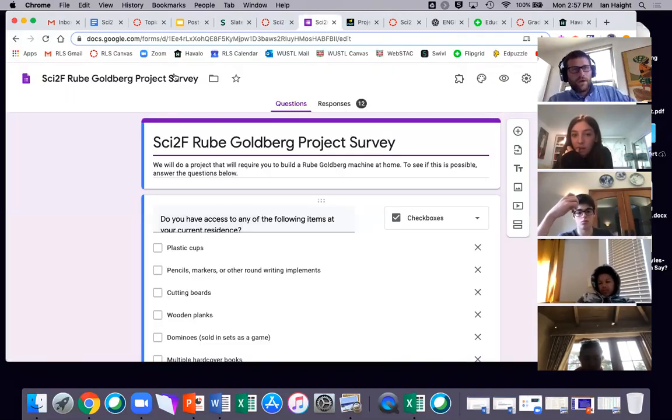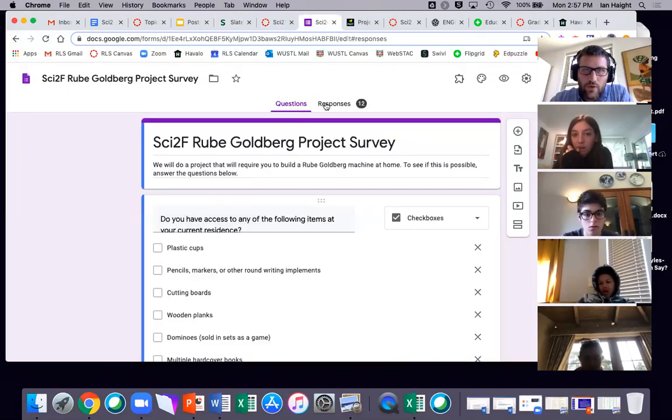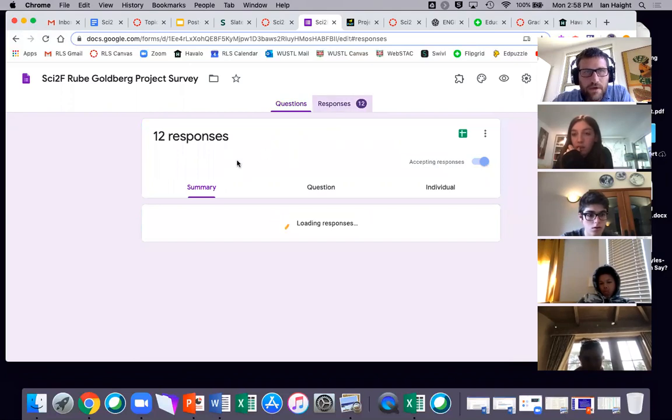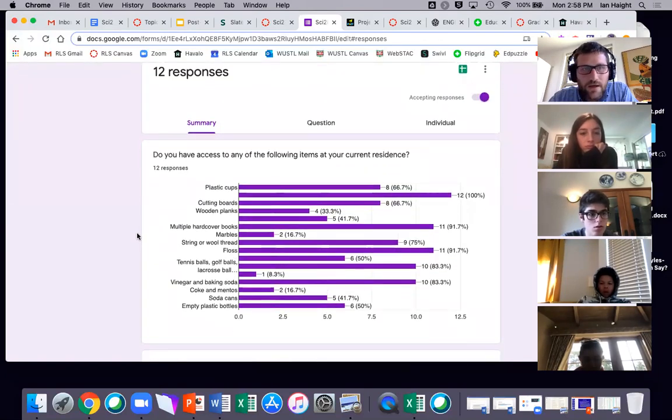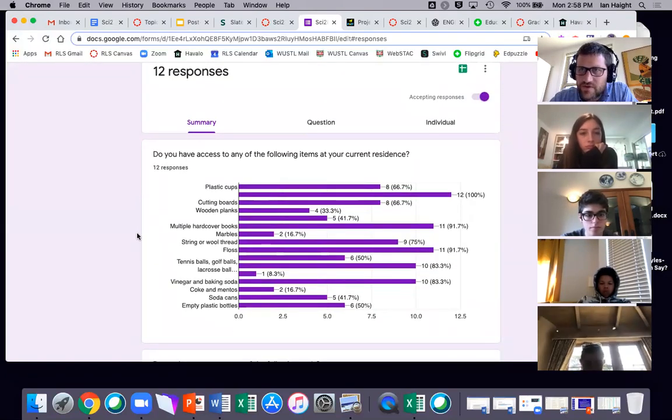So, all right, we are going to try to do a Rube Goldberg project like this at home. Again, this is as you are able. Some of you might be all set to go and build something cool. Some of you might just need to use a kitchen table with a few things that fall over. That's okay. We don't feel like you have to go out and buy things.